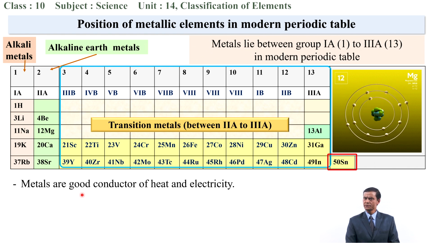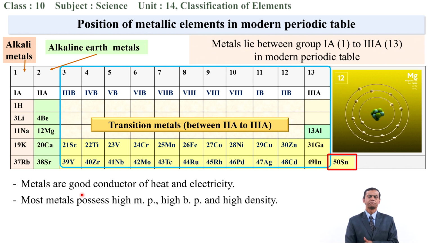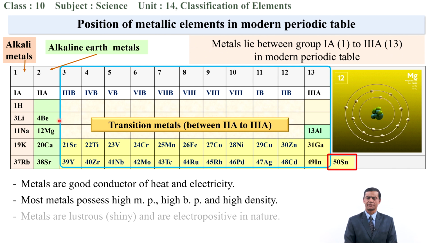Our cooking utensils are made up of metal. Similarly, most metals possess high melting point, high boiling point and high density. But remember, there are exception cases. Transition metals have high melting point, high boiling point and high density. But alkali metals and alkaline earth metals of group 1A and group 2A have low melting point, low boiling point and low density also. That is the exception case, and they are chemically highly reactive metals.